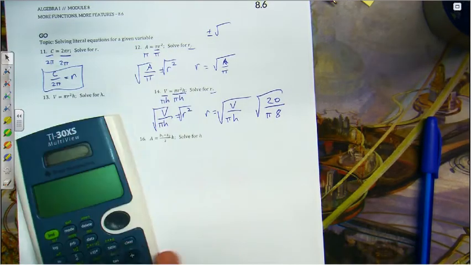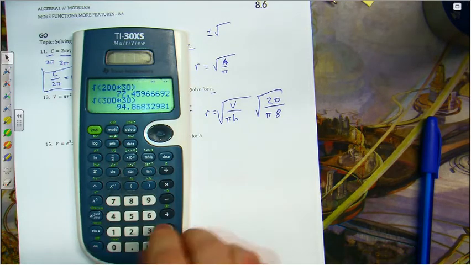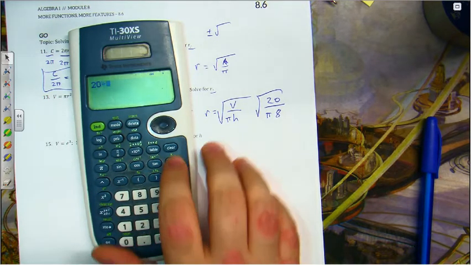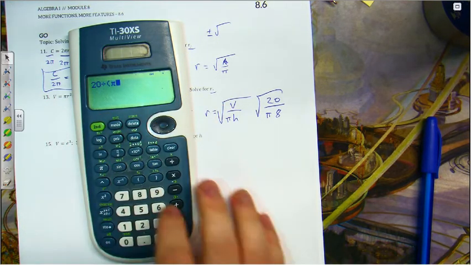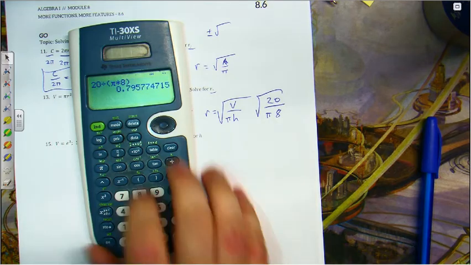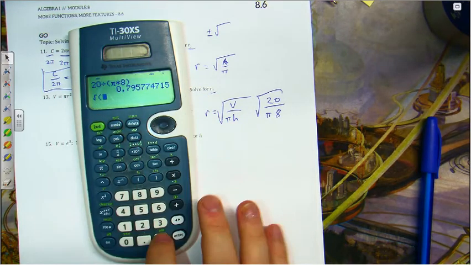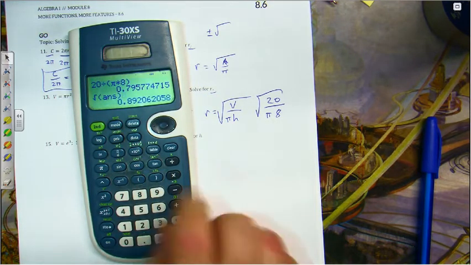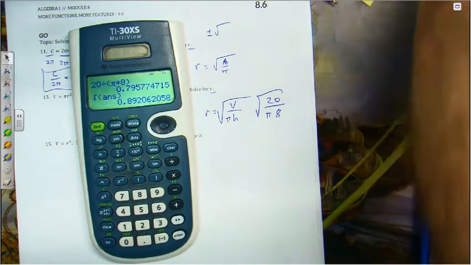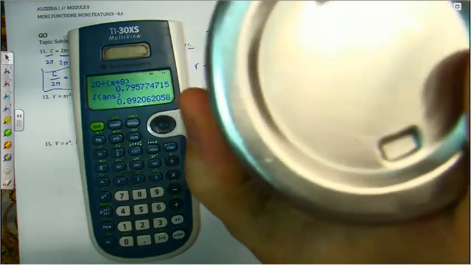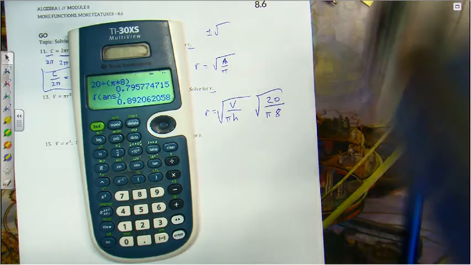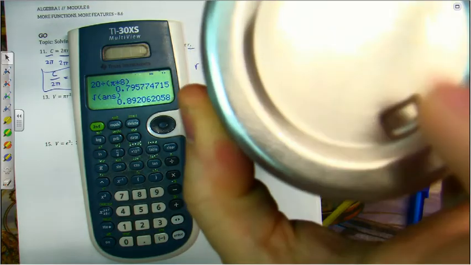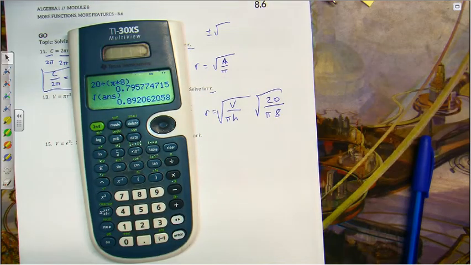So if this were true for my water bottle, for example, I could do 20 divided by pi times 8. And then I just need to take the square root of that number. Boom, 0.89. So the radius is 0.89 inches. From here to here is a little less than an inch. And that's probably true. True-ish. I mean, I did make up some of those numbers.